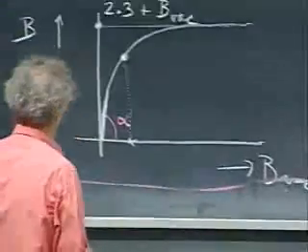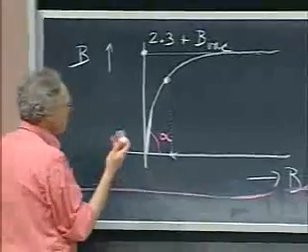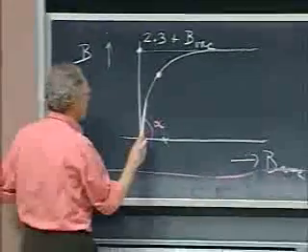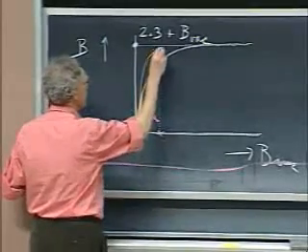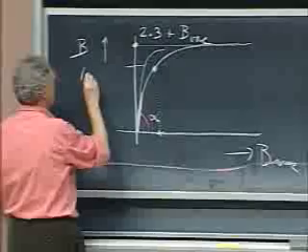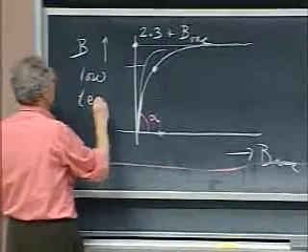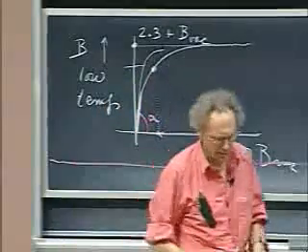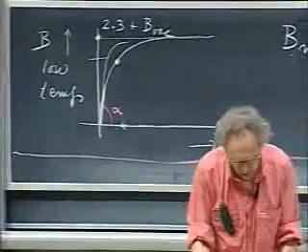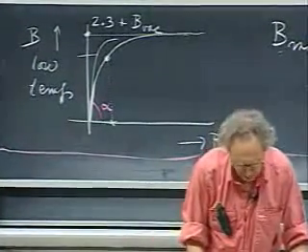If the temperature is lower of the material, it's easier to align them, and so you will achieve saturation earlier, and so your curve would go like this. So the curve is also a function of temperature. So this is if the temperature is low relative to this one. So these curves depend on temperature as well. The lower the temperature, the easier it is to align them.